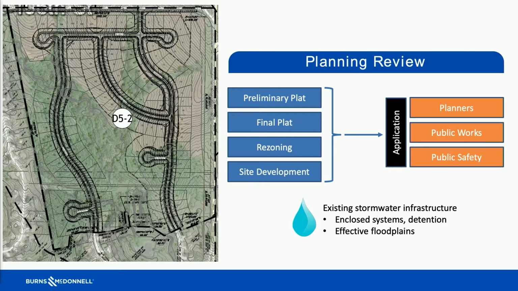Oftentimes our development starts in our planning departments with a planning review. So on the left of the screen, you'll see that's just a common plat overlaid on a green field. So this is where we can start to see how that land is going to change. A lot of times our review at this point, at least from a stormwater perspective, is very minimal. We're looking to see, what existing systems are out there. Where are floodplains, if those are near the property?